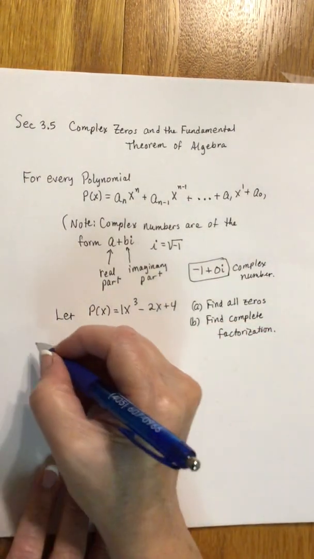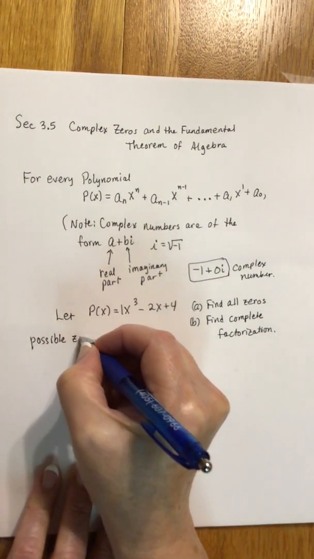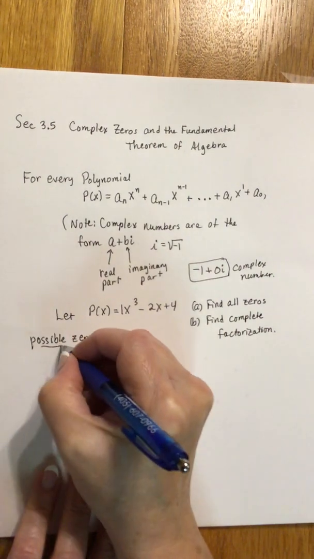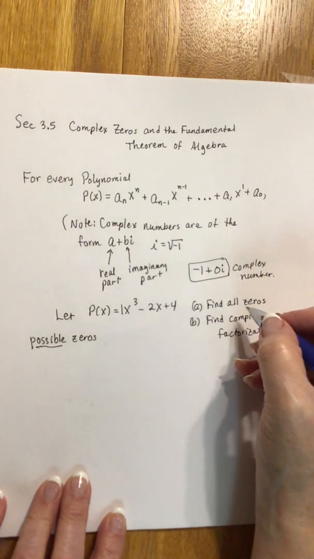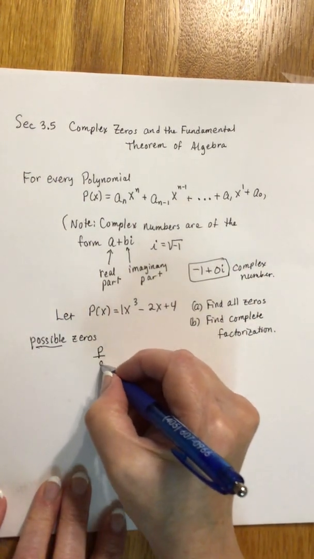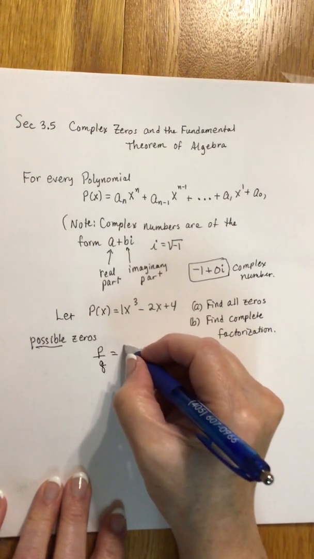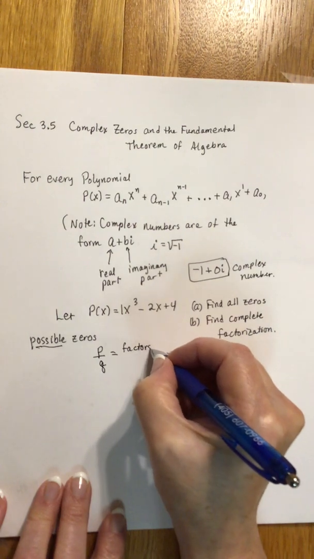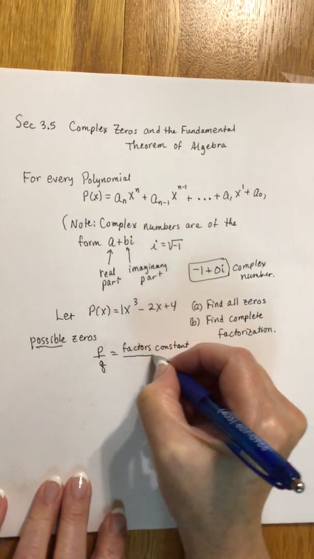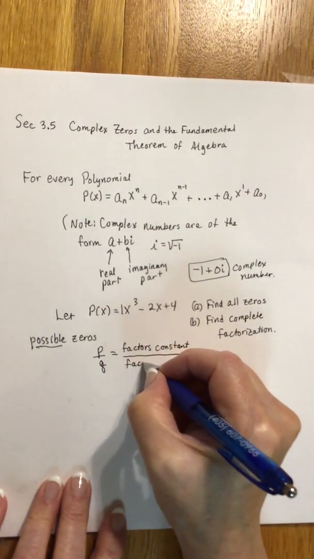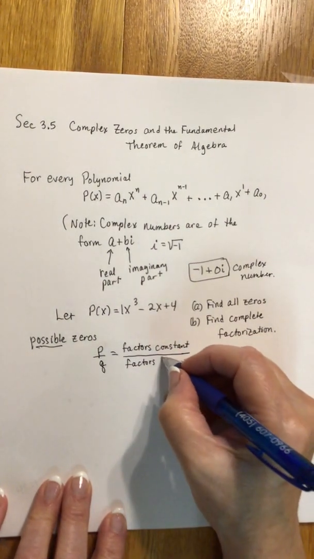Okay, so the first thing we're going to find is all the possible zeros. Now, you remember from previous sections, possible zeros means those that could be the zeros, but we don't know yet. We have to show that they are. So we set that up with that p over q. P is going to be the factors of the constant term. And then q is going to be the factors of the leading coefficient.